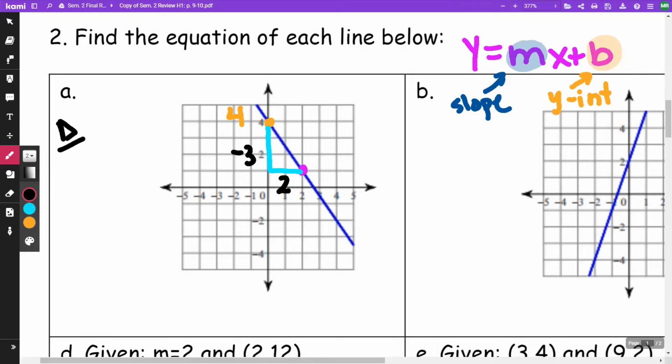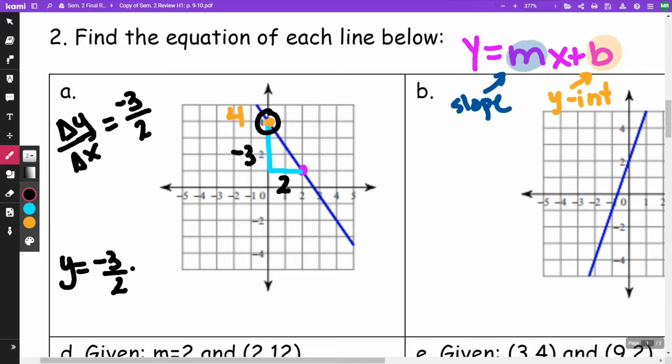And slope is change of y over change of x. So my change of y is going to be -3. I'm going down 3. My change of x is 2. And then again, my y-intercept is this 4. So my equation is going to be y equal to -3 halves x plus 4. That's our equation.